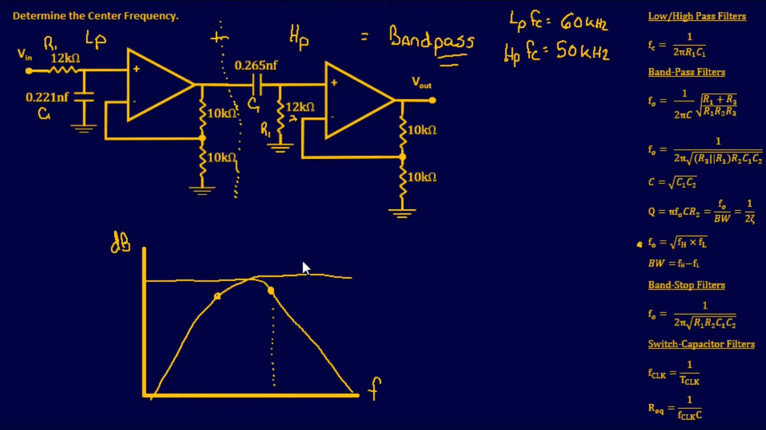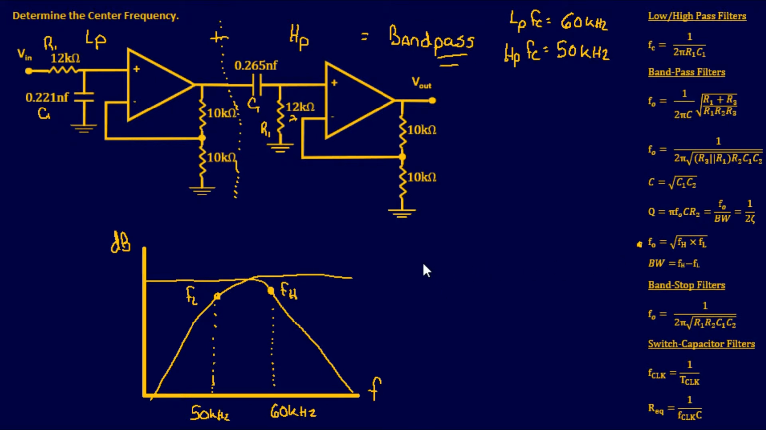And working down, our low-pass cutoff was 60 kilohertz, which means this one is 60 kilohertz. And then our high-pass filter cutoff is 50 kilohertz. So this one right here is 50 kilohertz. So now we have our high cutoff frequency and our low cutoff frequency. So this is going to be f of h, and this is going to be f of l, because we create a bandpass filter by cascading these two together. So now we can plug and chug it in this equation over here.